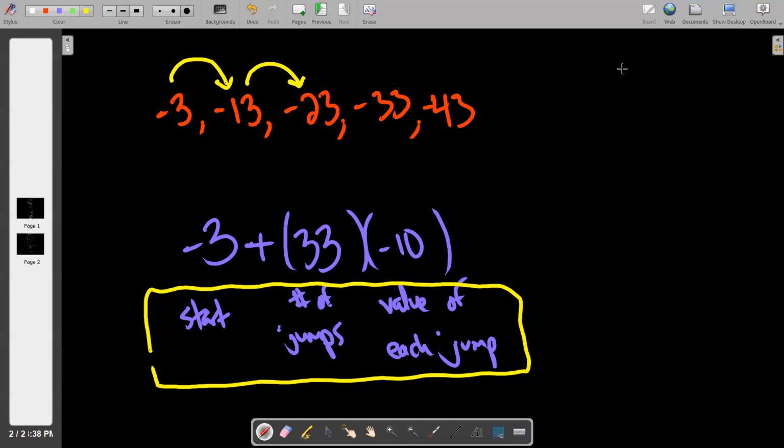Did you get it? Oh yeah, of course. 10 times 33 is 330, plus 3 is 333. It's -333.